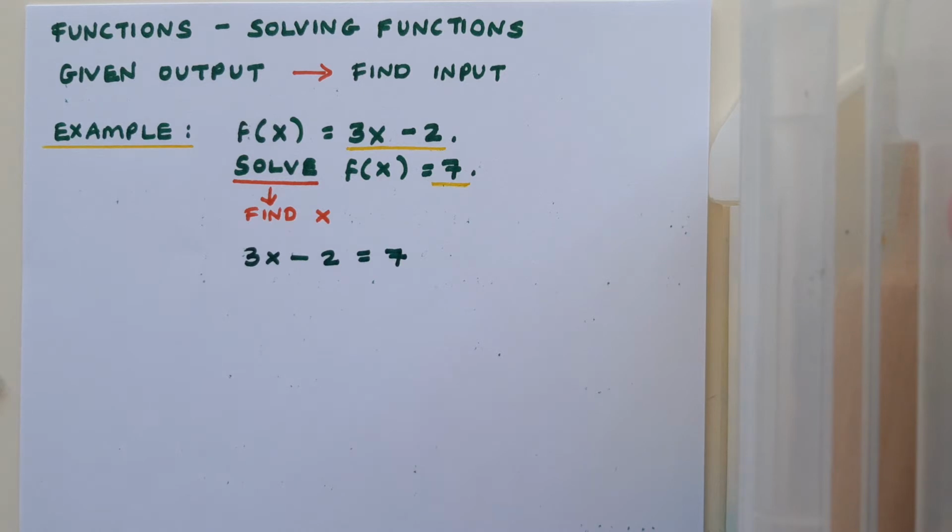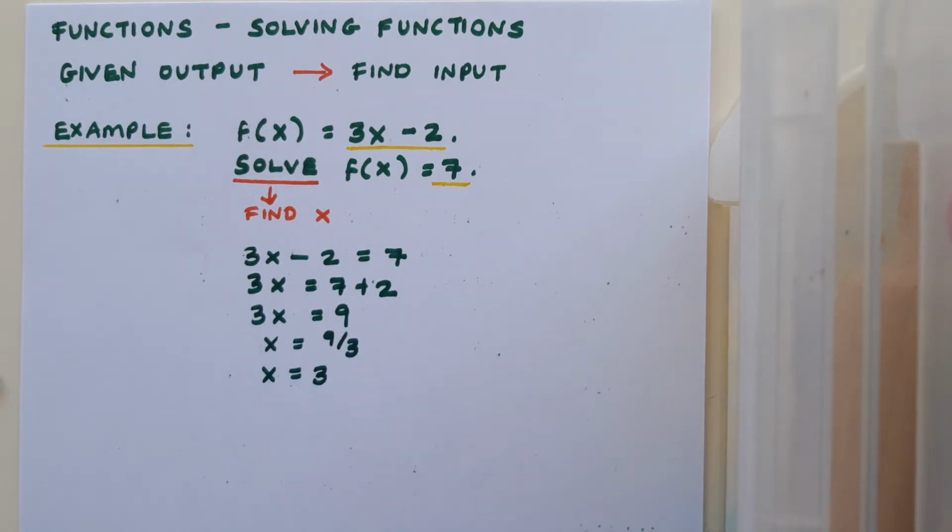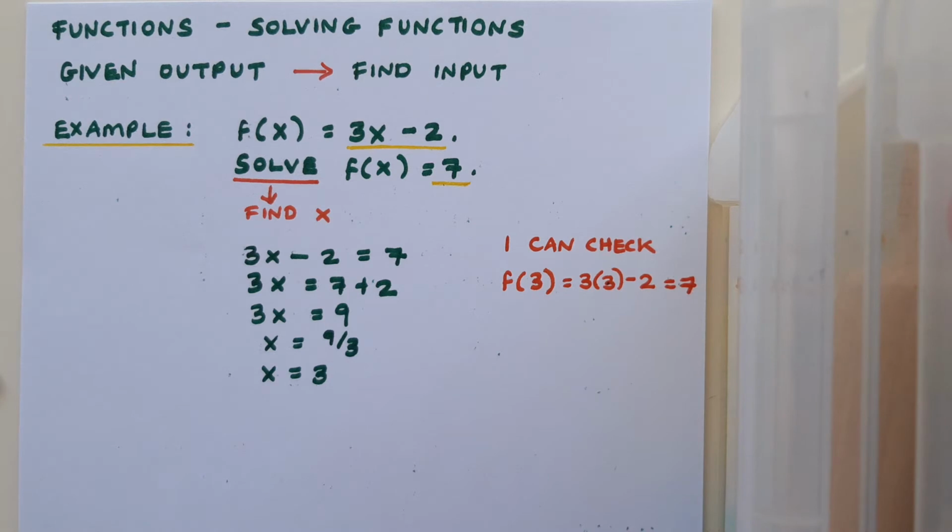And now I've got a very simple situation where I simply have to solve the equation. So 3x equals 7 plus 2, which is 9, and I can divide by 3 to get a result of 3. I can even check my answer to see if I'm correct. I can evaluate f of 3 and see, do I get 7? So 3 times 3 minus 2 equals 7, so I know I'm correct.